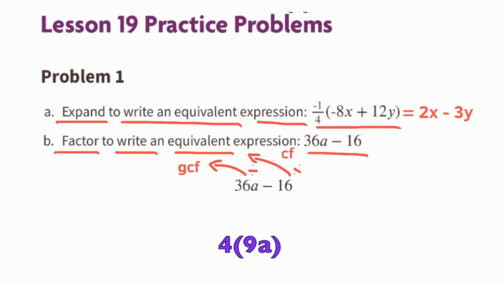4 times 9a equals 36a, so the first term inside the parentheses will be 9a. Next, I can bring down the minus sign, and since 4 times 4 equals 16, this second term will be a 4. So now the expression reads 4 on the outside, 9a minus 4 on the inside.